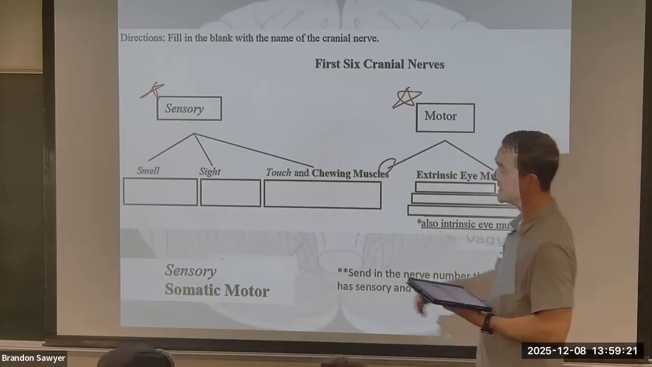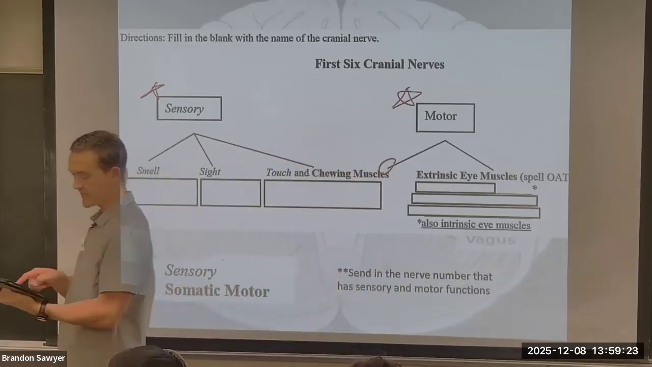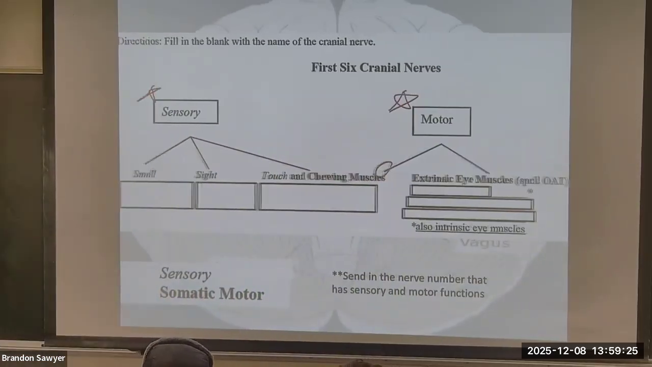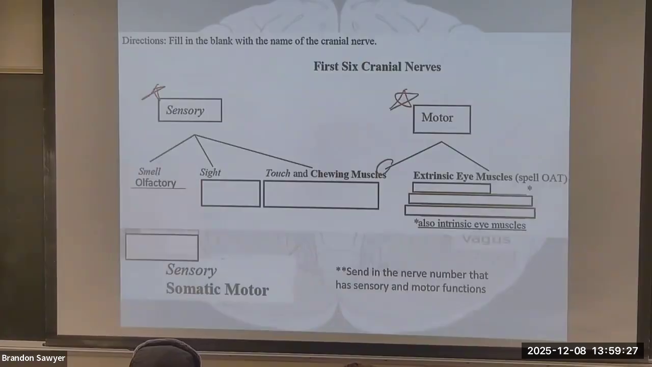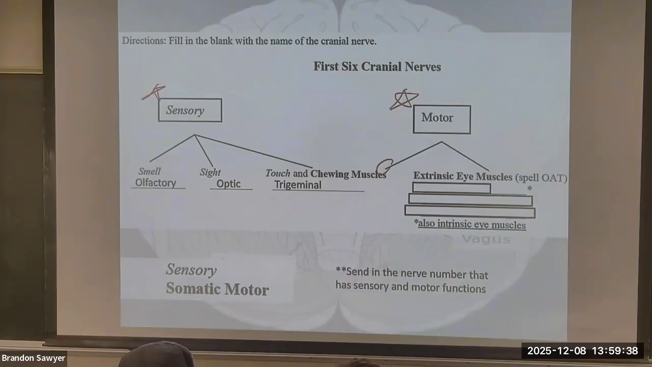So our first one here, that's just smell. Obviously, that's going to be the olfactory nerve, right? Sight's going to be our optic nerve. Our touch receptors in our face and head and forehead, and then chewing muscles, that's going to be the trigeminal. That's number five there, right?